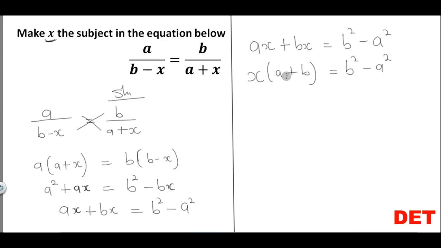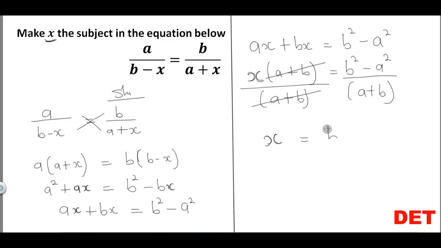So the next thing I'm going to do now is to divide both sides of the equation by the coefficient of x, which is a plus b. So this will be divided by (a plus b), divided by (a plus b), so that this a plus b will cancel out this a plus b, and that will make my x stand alone. So x will be equal to (b squared minus a squared) over (a plus b). This is my answer to this question.